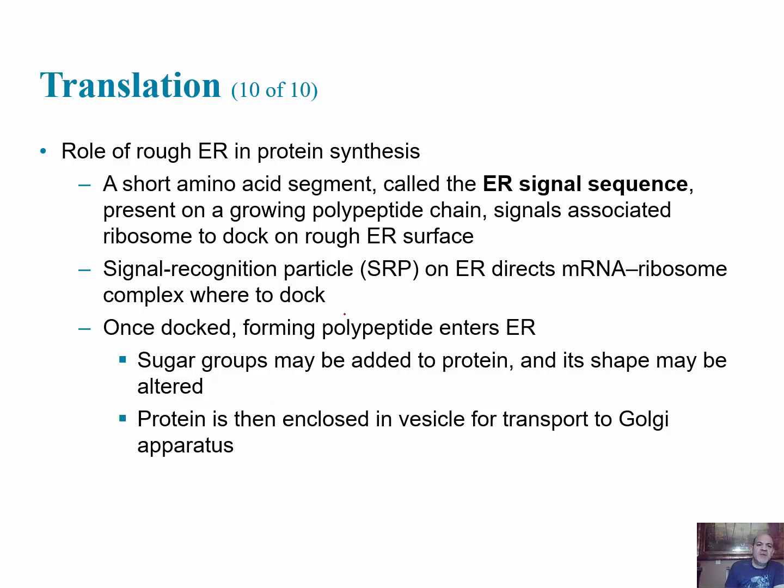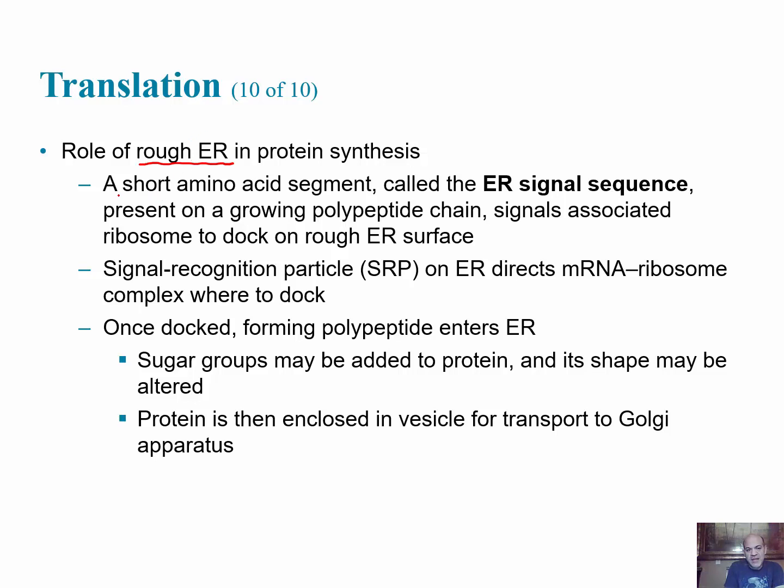Now, what about when translation occurs on the rough endoplasmic reticulum, which is what we would be doing if we wanted to keep proteins separate from the rest of the cytoplasm? For example, if we're making a hormone like insulin and we want it to be secreted outside of the cell, we might produce that protein within the rough ER.